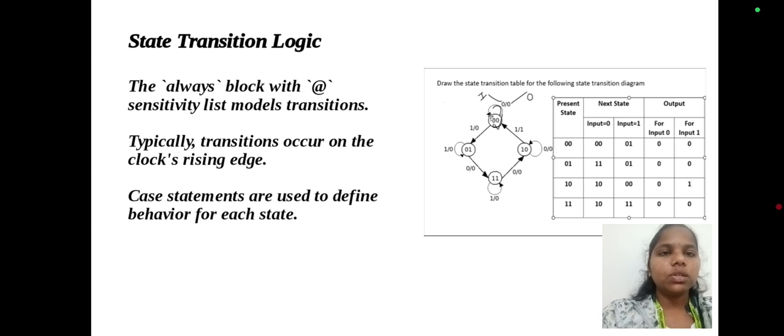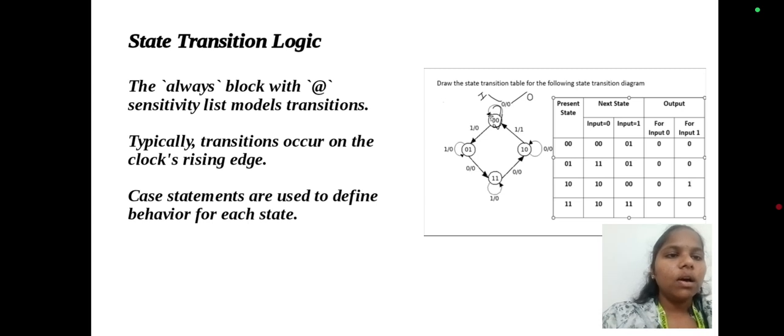State transition logic. The always block with a sensitivity list models transitions. Typically transitions occur on the clock rising edge. Case statements are used to define behavior for each state. Draw the state transition table for the following state transition diagram. Observe the diagram.